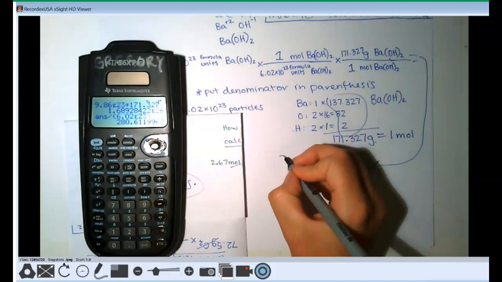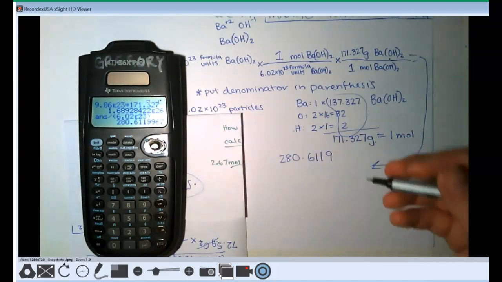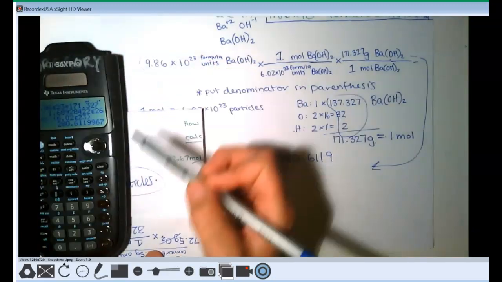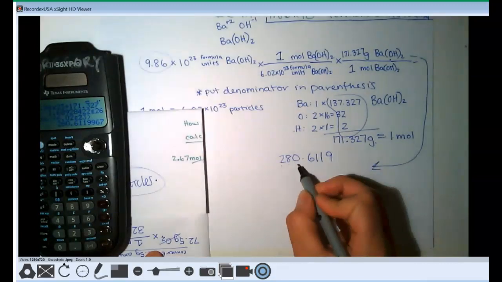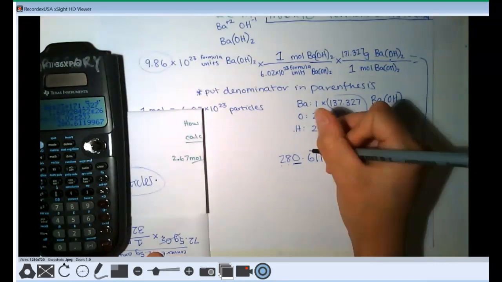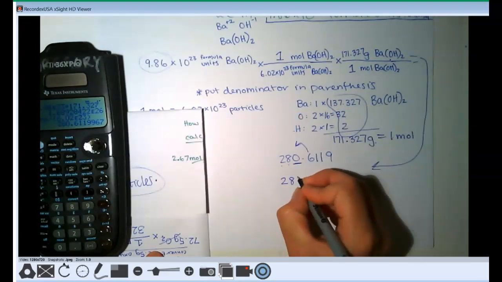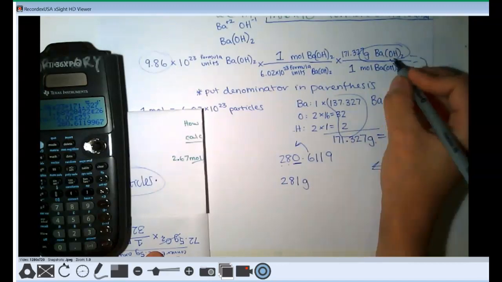That gave me, I'm going to write it down here because I don't have enough room, 280.61199. Carry off that number as far as you want, but we need to round it to 3 significant figures, like our given value. So 28, this is our third place, and the 6 makes it round up to a 1, so we'll round it to 281, and our units are grams of BaOH2.